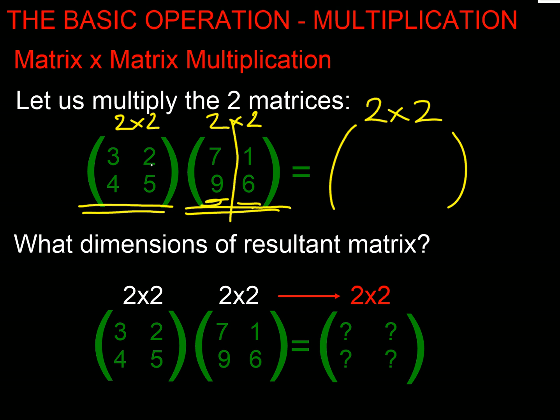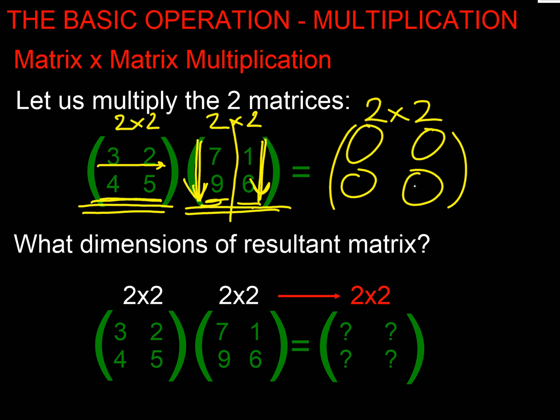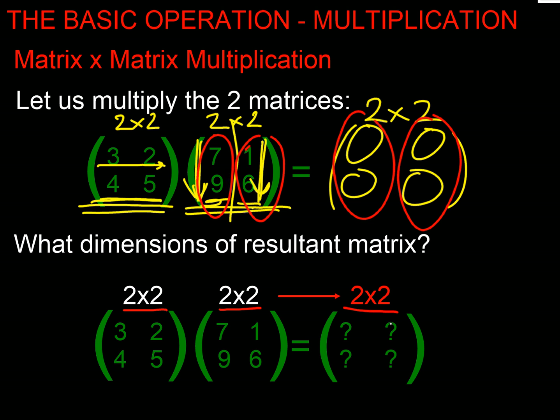Why? Because if I multiply the upper row by the left-hand column, I'm going to get a value. If I take the upper row times the right-hand column, I'm going to get another value. If I take the lower row and multiply it by the first column, I'm going to get a value. And if I take the lower row and multiply it by the second column, I'm going to get another value. If you think about it, what we've done is we've almost put two column vectors side by side, haven't we? So we're going to get the results of the first column vector, and then the results of the second column vector. So a 2 by 2 multiplied by a 2 by 2 is going to give me another 2 by 2.